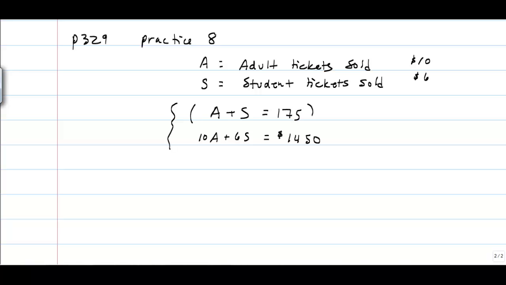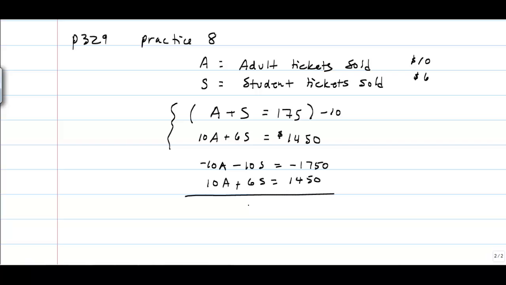I'm going to multiply the first equation by negative 10. When I do that, I'll get the following equation. And I leave the second equation alone. When I add these together, I'll get that negative 4S is equal to negative 300, or S is equal to 75. That means 75 tickets were sold to students. To find out how many adult tickets were sold, I'll go back to my first equation, and if S is equal to 75, then I can see that the number of adult tickets sold must have been 100.